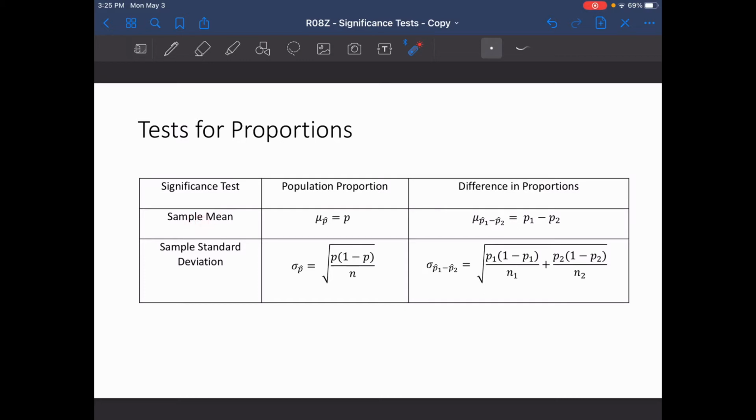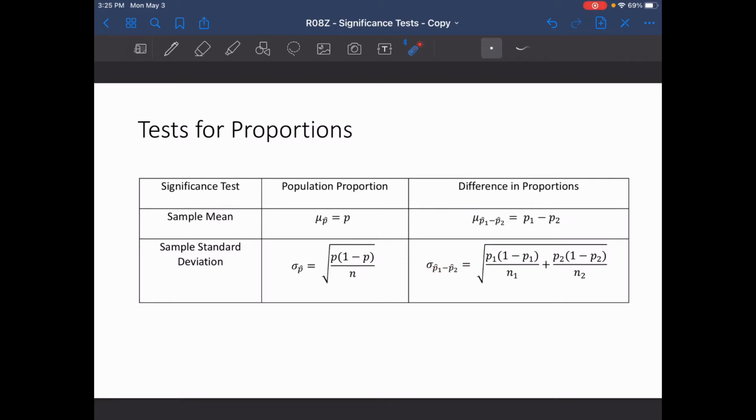So when we're looking just at the mean of that proportion, the mean of the sample proportion is going to be whatever population proportion they give us in this case, or whatever sample proportion they give us in the problem. The difference in those two is going to be the difference from proportion 1 minus proportion 2. Our sample standard deviation based off of proportions is going to be the proportion that we're given times 1 minus the proportion divided by the total number in the sample, and we take the square root of that.